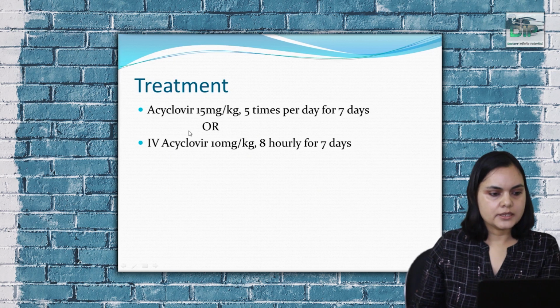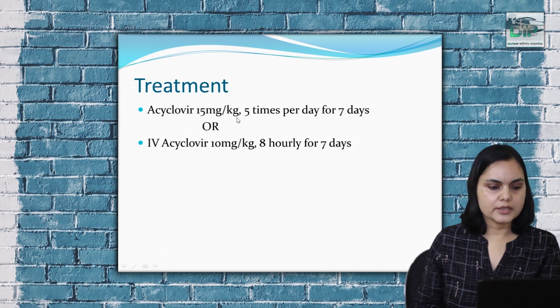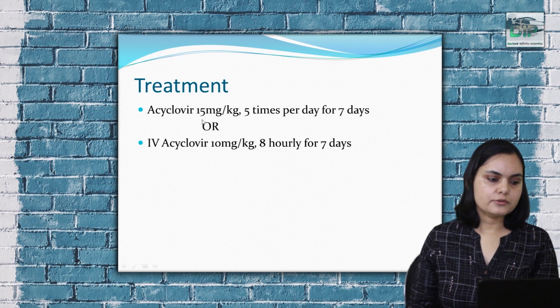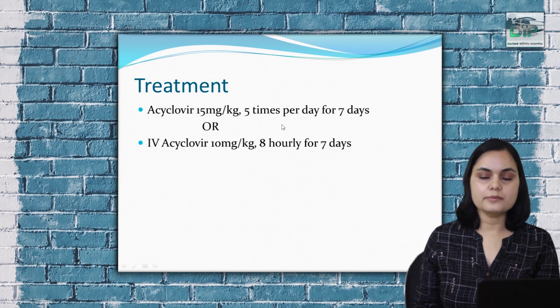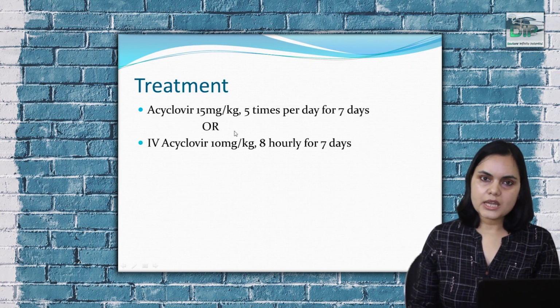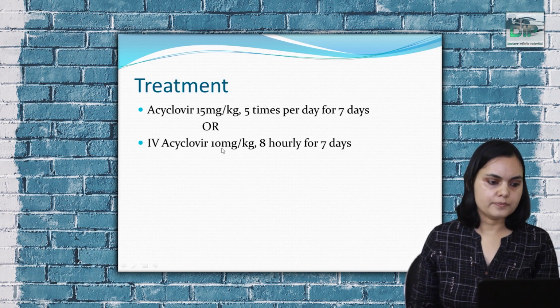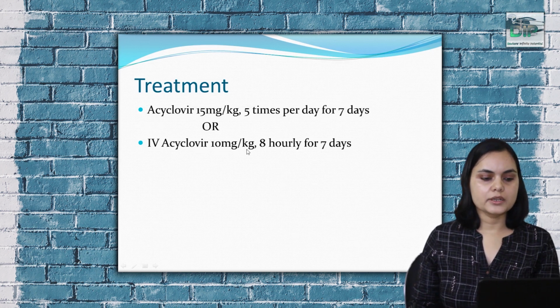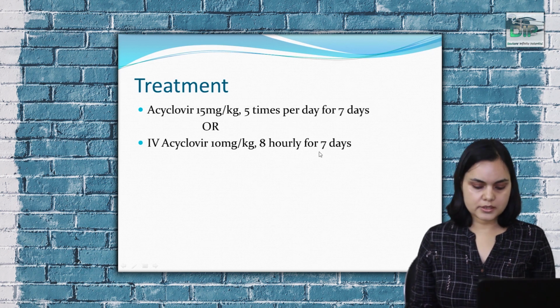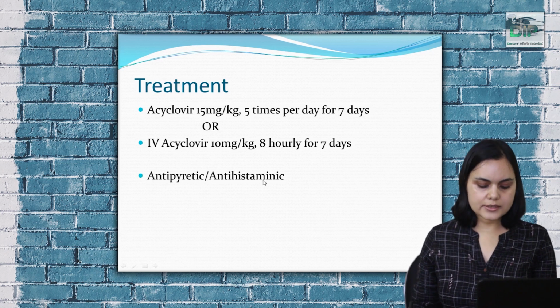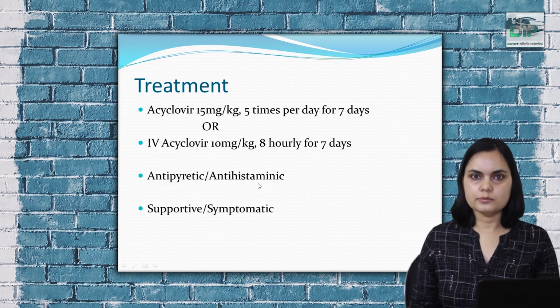Now coming to the treatment: acyclovir 15 mg per kg 5 times a day for 7 days. This is the treatment we should give to the child. I want to repeat, 15 mg per kg acyclovir 5 times a day for 7 days. Sometimes if the lesions are very extensive and the child is very sick, we can go for intravenous acyclovir as well. For that, the dose is 10 mg per kg 8 hourly, TDS, for 7 days. Along with that, we have to give antipyretics, antihistaminics and other supportive and symptomatic treatment.